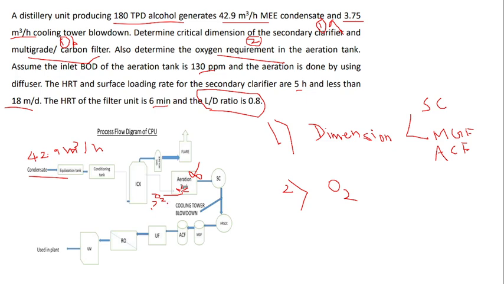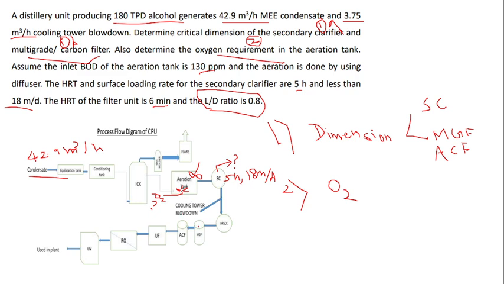Now after the aeration, it is going to the secondary clarifier. The dimensions of this secondary clarifier are required to be calculated. The hydraulic retention time is given as 5 hours, and then the surface loading rate, which is how much loading is done in the secondary clarifier, is 18 meter per day. If you see the height in the secondary clarifier, per day it can go up to 18 meter. That is the loading rate in the secondary clarifier. This dimension is to be calculated.